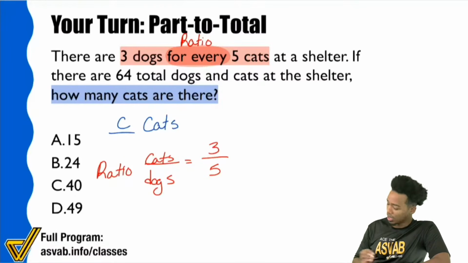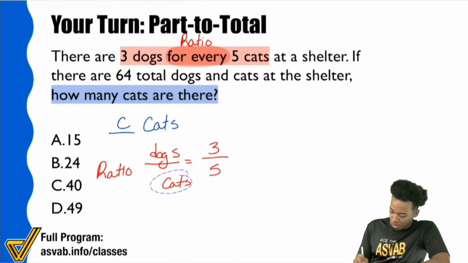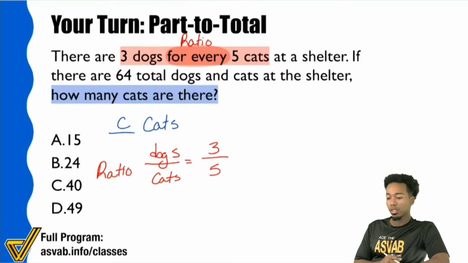I tried to trick you. Exactly. I got to make sure you're paying attention because at this point in the class, a lot of y'all get comfortable. Can't let that happen. So we're going to make sure that we write it the right way. The dog should be up top. The cat should be on bottom. Now it's written in the right way.